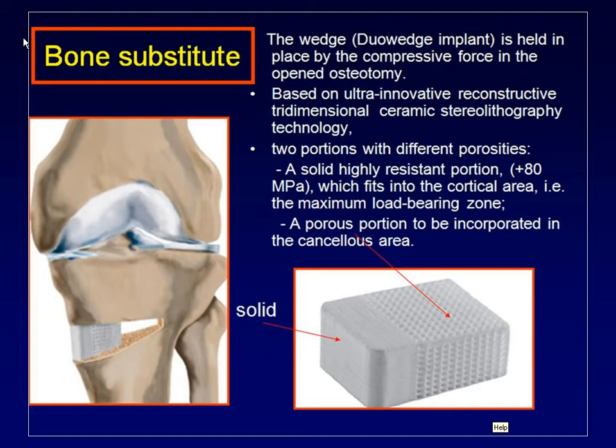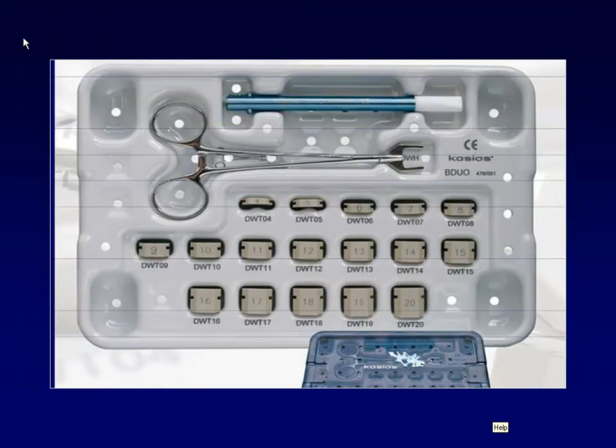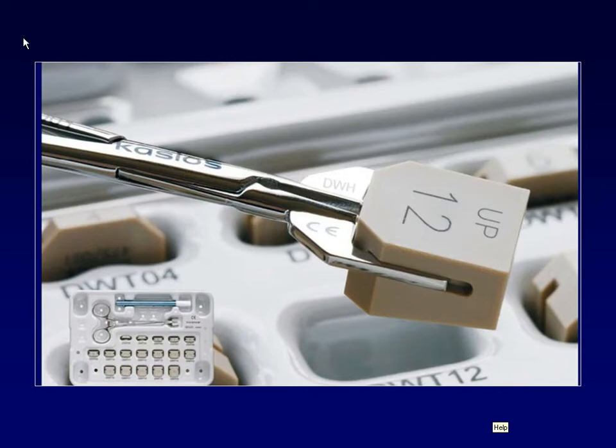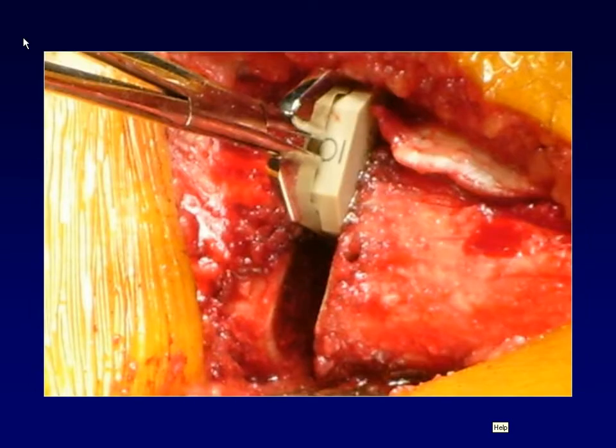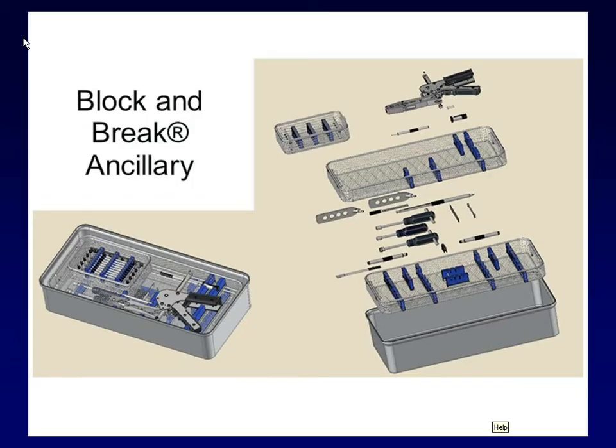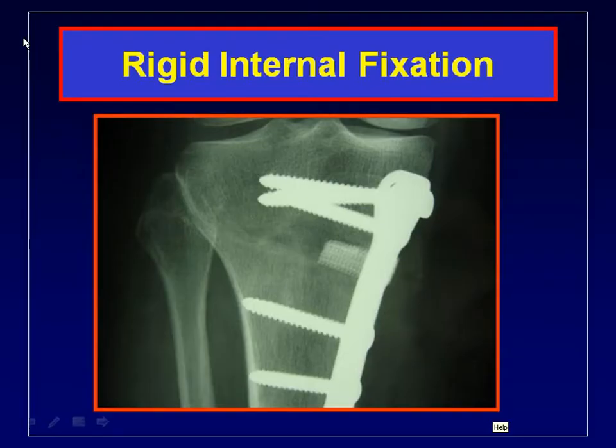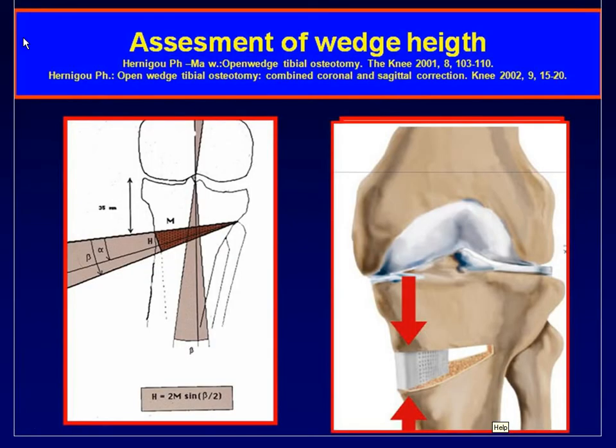The bone substitute I use is a dual wedge implant, 2 parts: one solid for the cortical, and the other one porous for, of course, the spongious bone. And you have a device to perform that, just a quick description. We use also a block and break ancillary. It's with locking screws. So important is the association of a wedge and of lock plates.